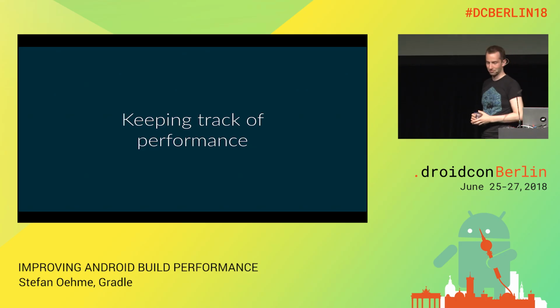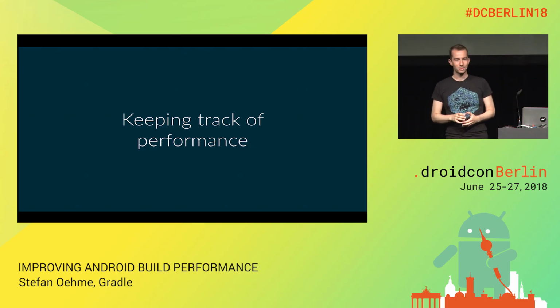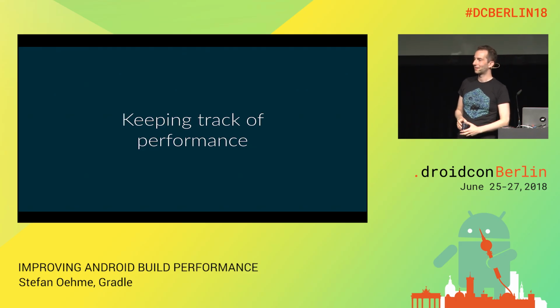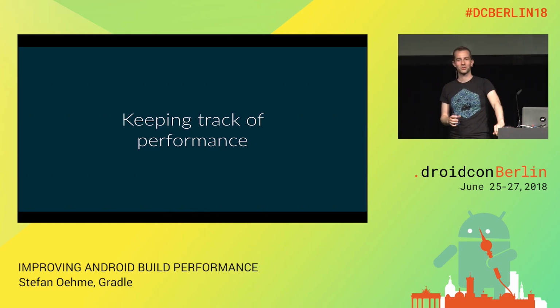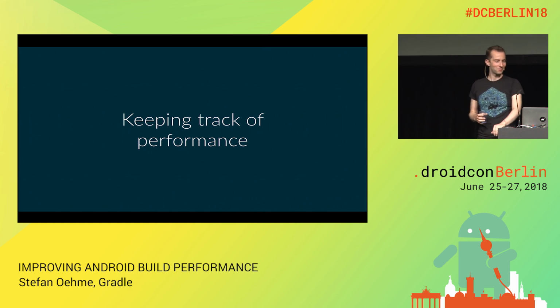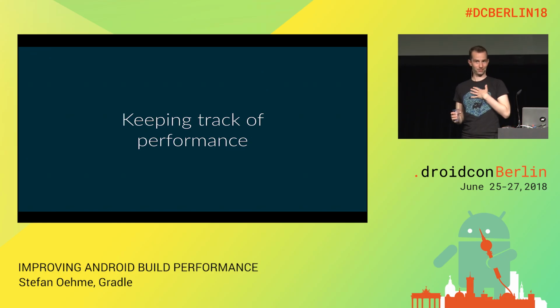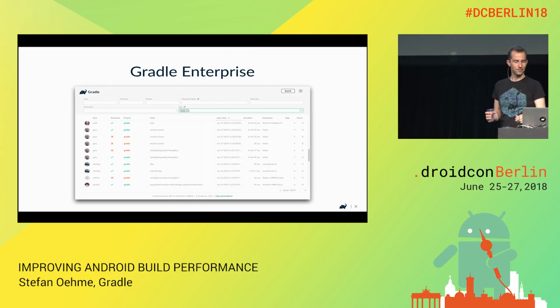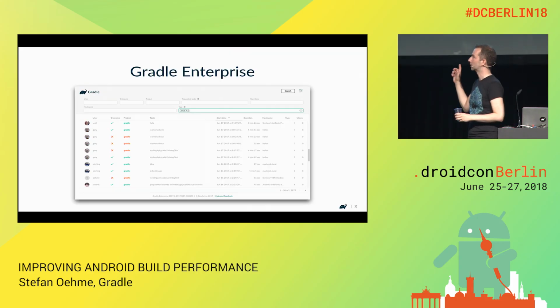OK, so you've made your build much faster. The world is good. Now, how do you make sure that nobody breaks this again? How do you show your progress to your manager to get the promotion you wanted? How do you make sure that when you upgrade to the next Gradle version, you catch any regressions that we might have made? And this is, again, where Gradle Enterprise can help you.